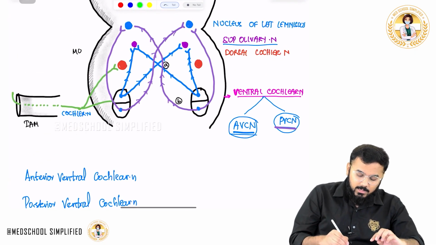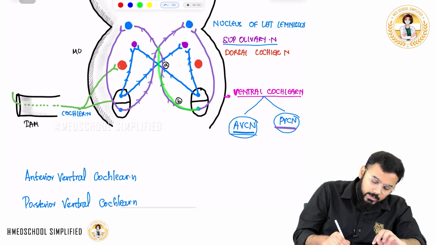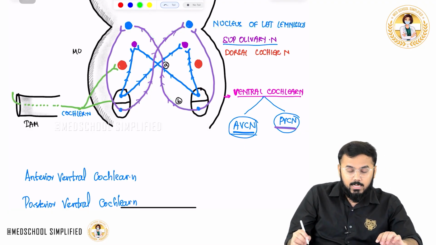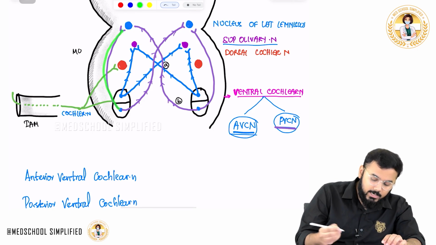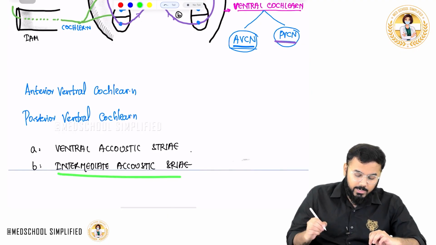Next, from PVCN, the fibers are going and activating your nucleus of lateral lemniscus. Here also going and activating your nucleus of lateral lemniscus. And these fibers on the same side also are activating, here also on the same side. These are called what? Intermediate striae.